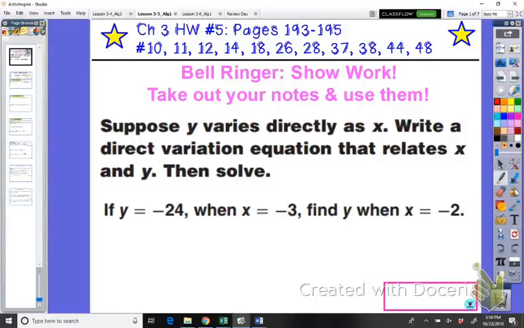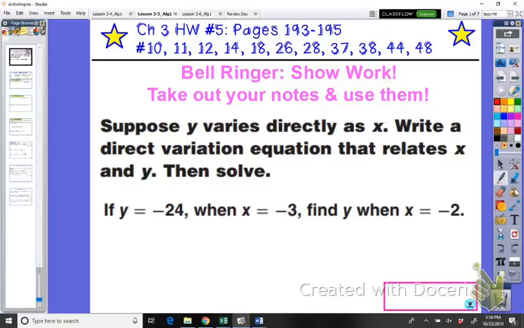Right, first thing you need to do is write down homework number 5, pages 193 to 195, and those problems. Either get box paper or line paper or your own paper, but write it down in your planner or somewhere so that you know to complete it for tomorrow.